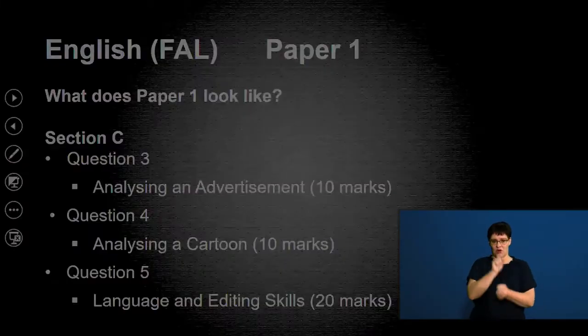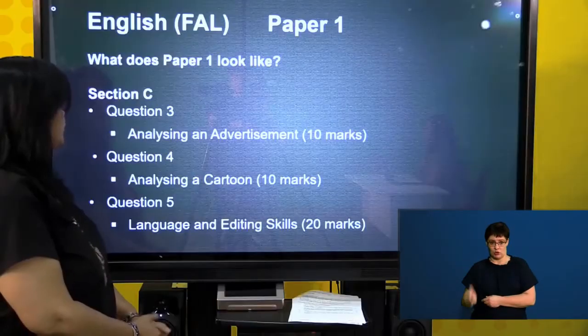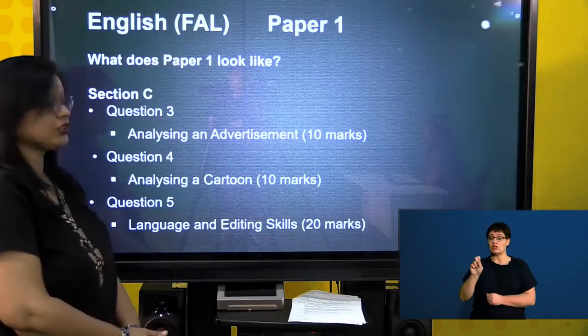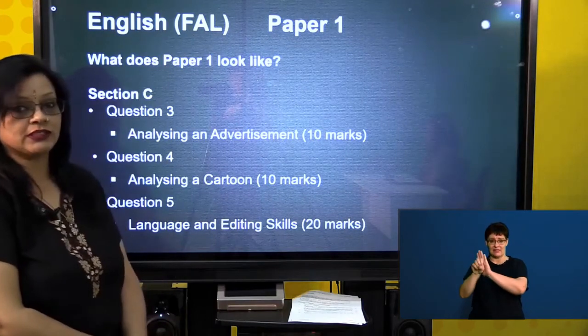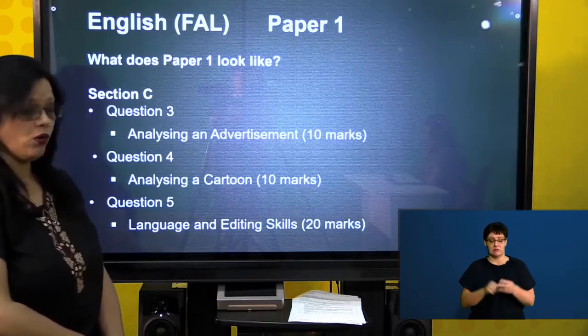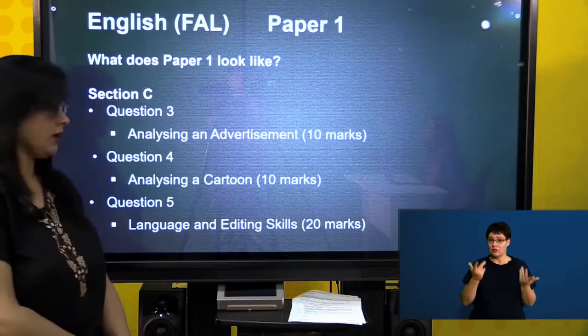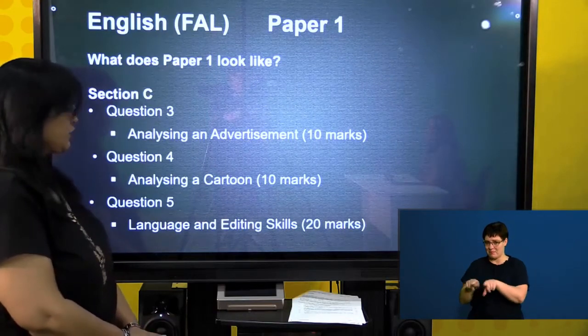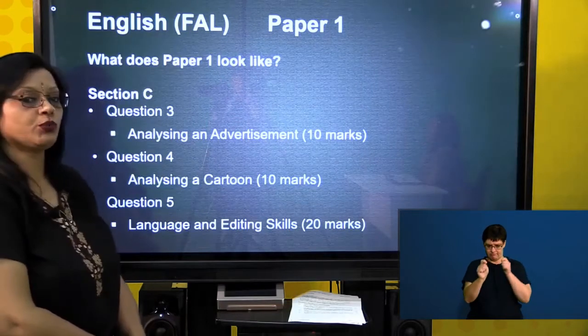Then we go on to section C, which has 3 questions within it. The first question in section C is question 3. The focus is on advertising, which is 10 marks. The second question, question 4, is analyzing a cartoon, which is also 10 marks. And the last question, question 5, is your language and editing skills, which is 20 marks.